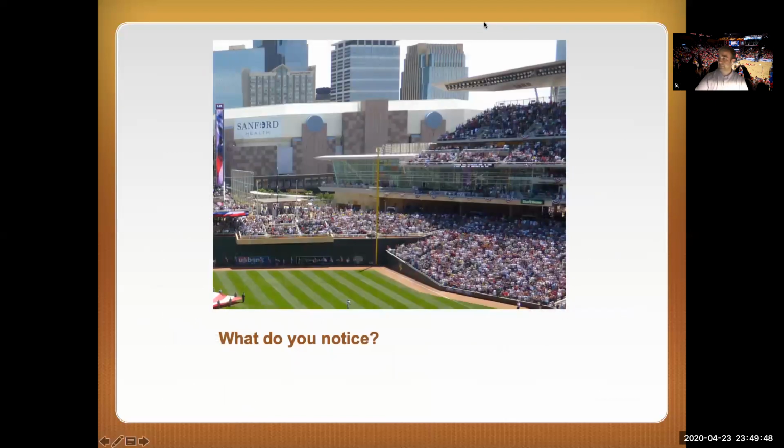For those of you who didn't pick it up, right here, Sanford Health. Now, why would they put this big logo on the side of the building? Well, let me think. Obviously, exposure to the stadium as well as to the TV cameras. All for free.